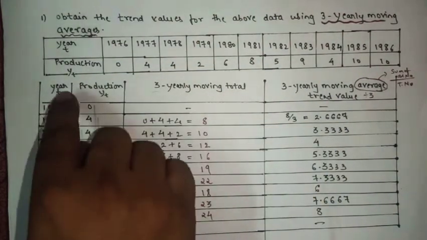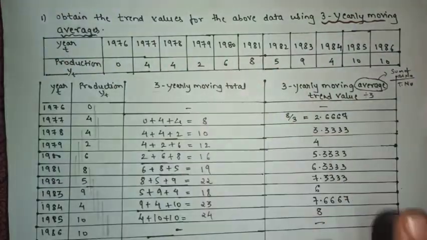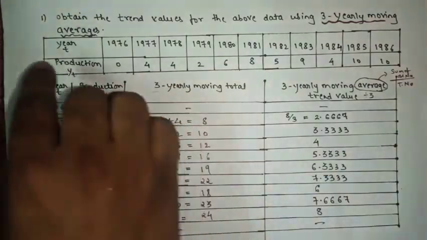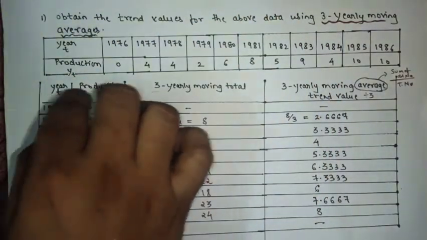Okay, and remember, for the first column, year, we take the symbol T, whether it is type number 1, type number 2, or type number 3. For year we will take T, and for the second column, whether it is production, items, anything, we will take Y T.